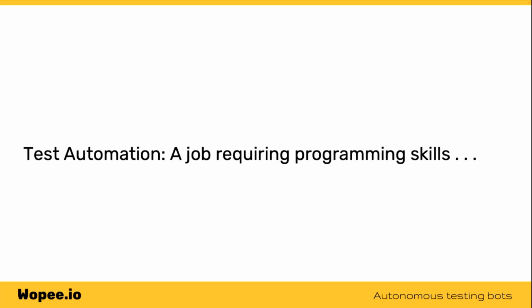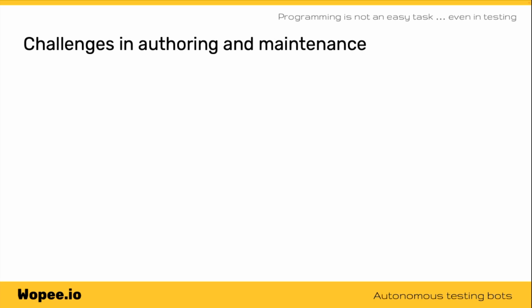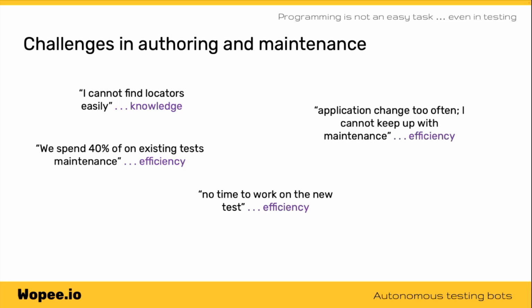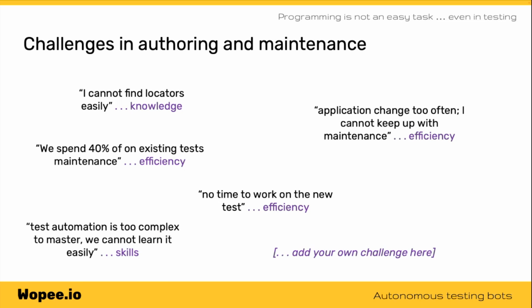But before that, what are the typical challenges when I'm talking to colleagues or other people in the market? People complain that locators are not so easy to find or structure, so we are lacking knowledge. People complain that they spend too much time on existing tests, so they cannot create new ones, or they need to spend maybe 40% to maintain existing test automation, or they cannot keep up with a lot of changes in the application, and so on and so on.